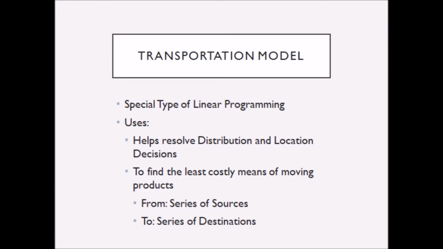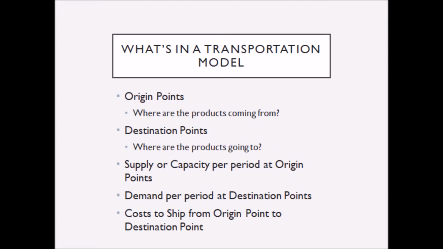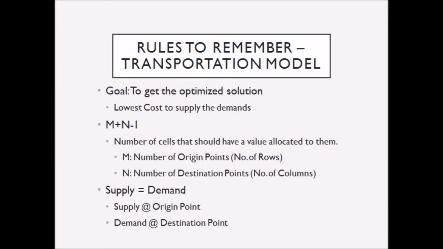So what now is in the transportation model? So we have number one, the origin points or where the products are coming from. Number two, the destination points or where the products are going to. The third one is the supply or the capacity per period at origin points. The fourth one being the demand per period at destination points. And lastly, the costs to ship from each origin point to each destination point.